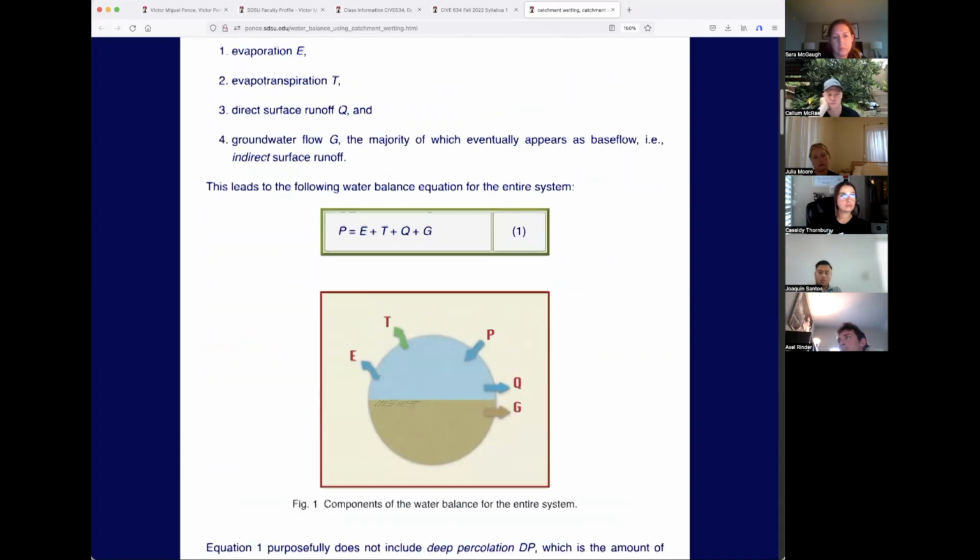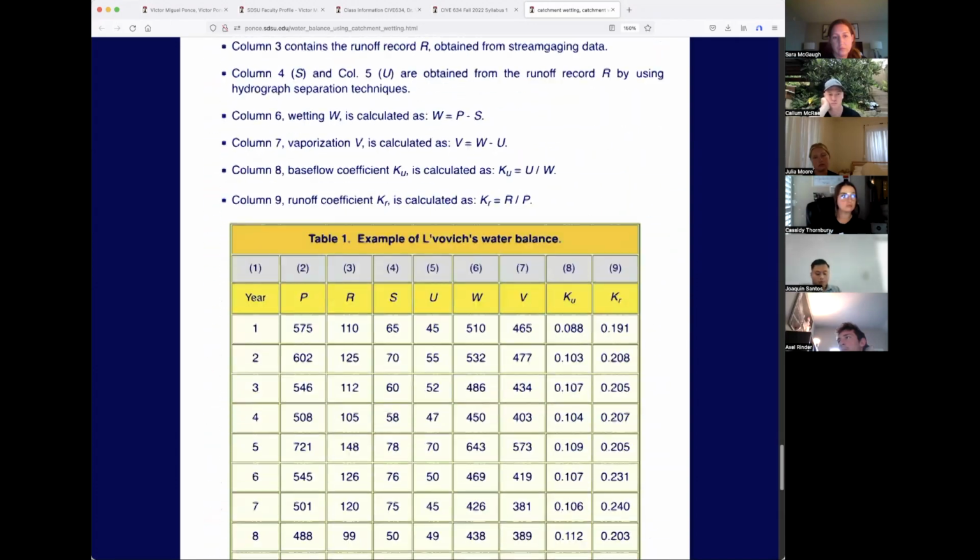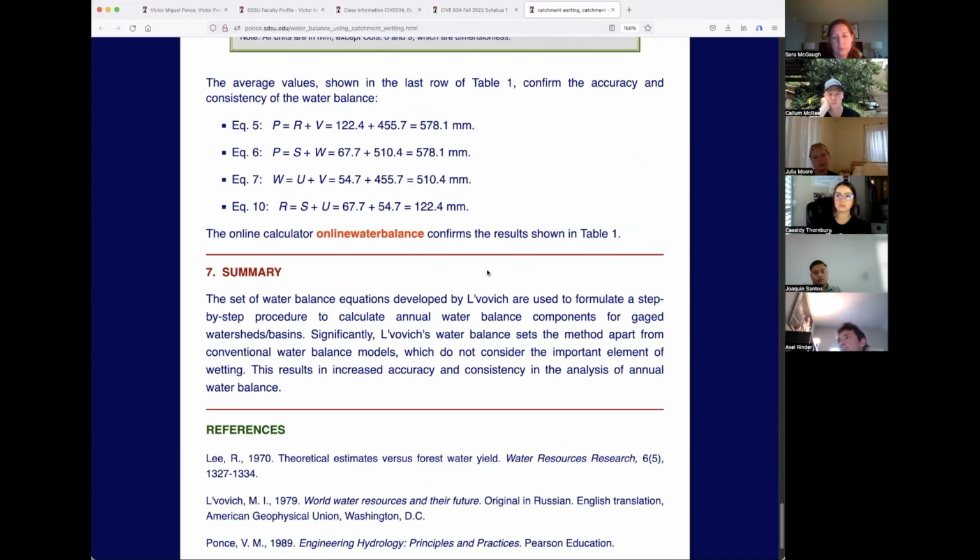And we have a summary here. So let me go over the summary. The set of water balance equations developed by Leibovich are used to formulate a step-by-step procedure to calculate annual water balance components. Mind you, what we have shown you here is not PowerPoint. In the past, my students have jokingly called it PowerPonce. And it is PowerPonce because very few people have the wherewithal to have everything on the web as we do. We have everything on the web, so we can do it directly on the web.